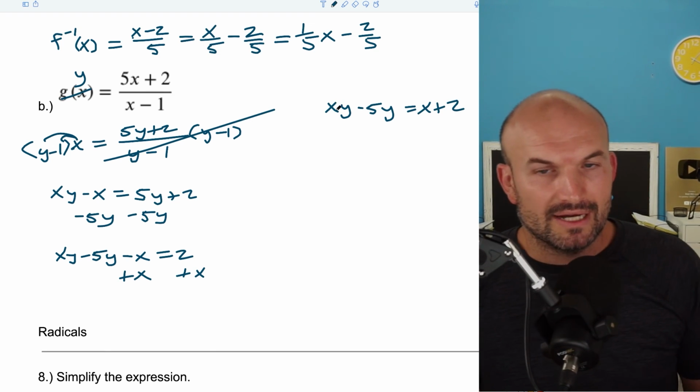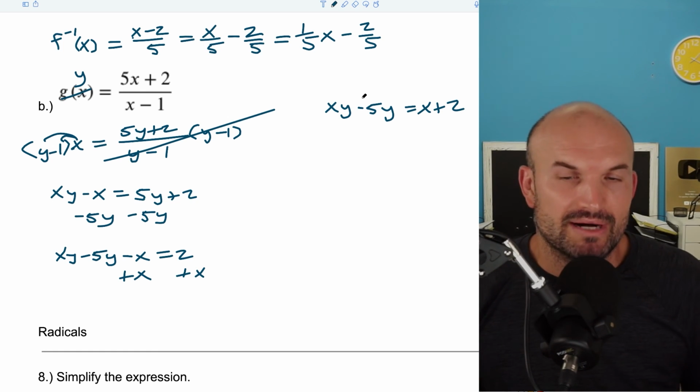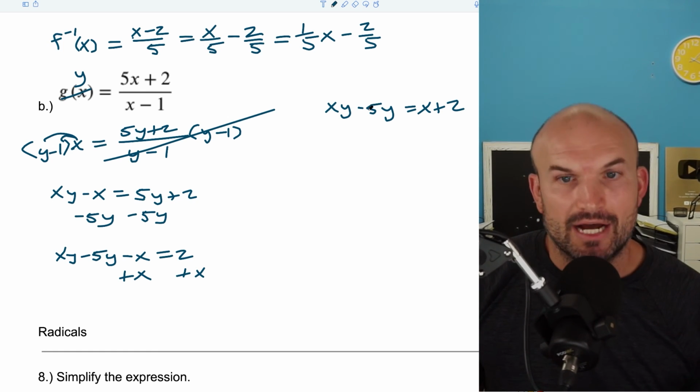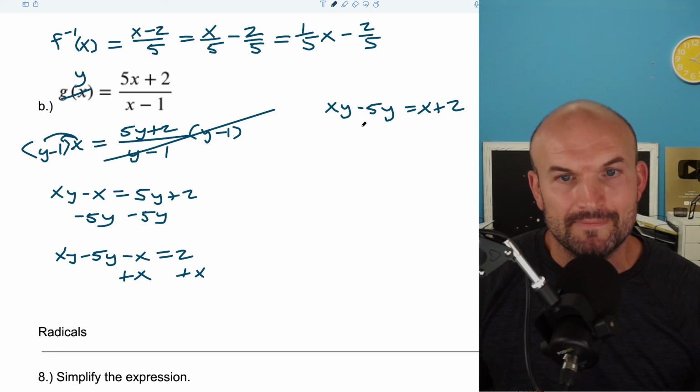Okay, now again, I need to solve for y, and I have two of them, and I can't combine them, right? Those are not like terms, so you can't combine those two. You can't divide out the y. That's not going to work. So what you're actually going to want to do is factor out the y. See how these both share a y? You can actually factor that out.